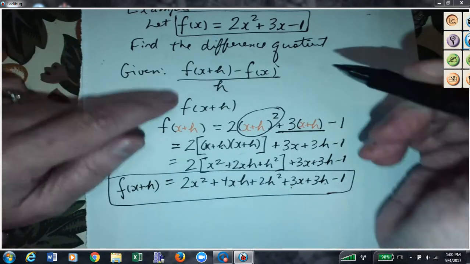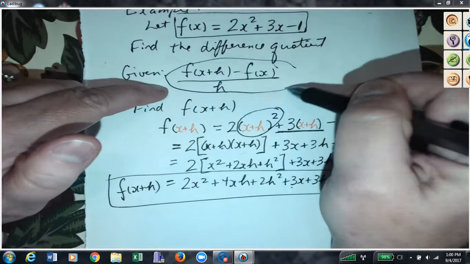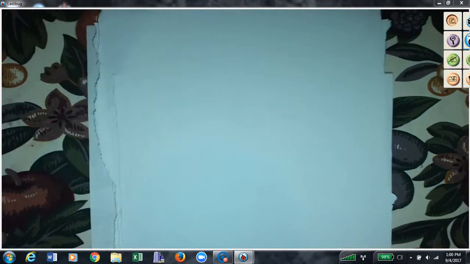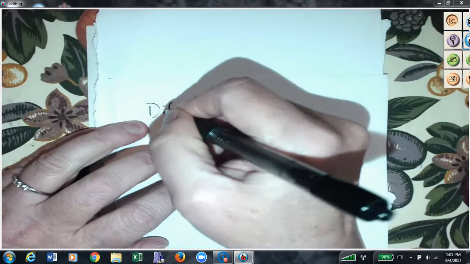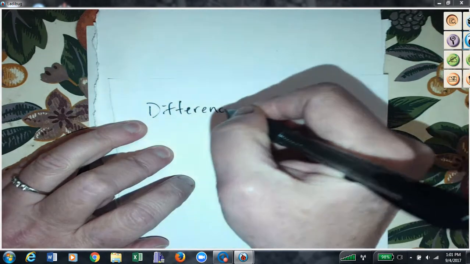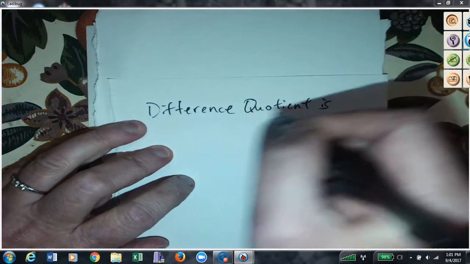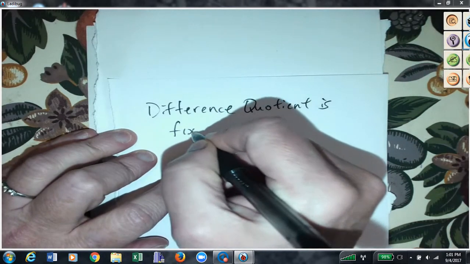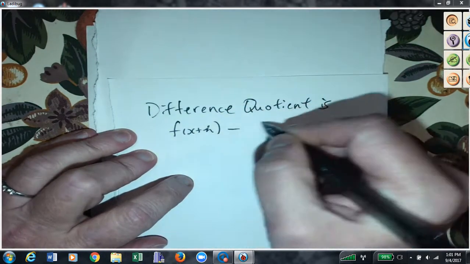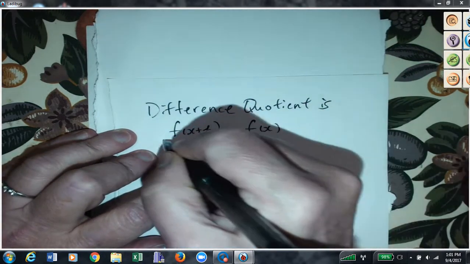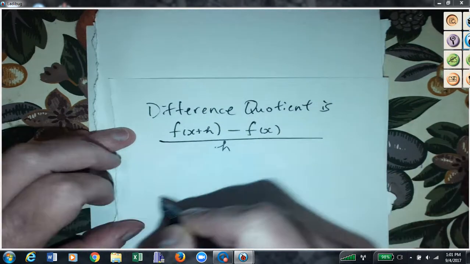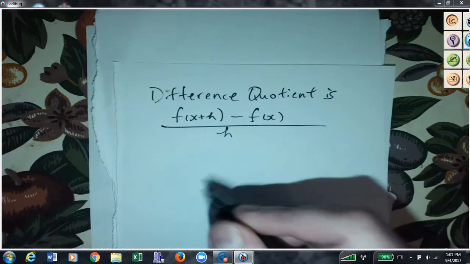Okay, now I need to put these into here. So what is the difference quotient? The difference quotient is f of x plus h minus f of x all over h. So now I'm going to rewrite that.